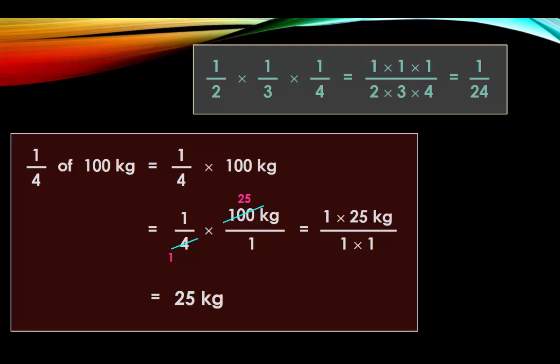And then the fourth example about word problems. For example, 1/4 of 100 kilograms equals 1/4 times 100 kilograms. Because 100 kilograms is a whole number, 1/4 of 100 kilograms equals 100 kilograms divided by 4, or 1/4 times 100 kilograms equals 25 kilograms.